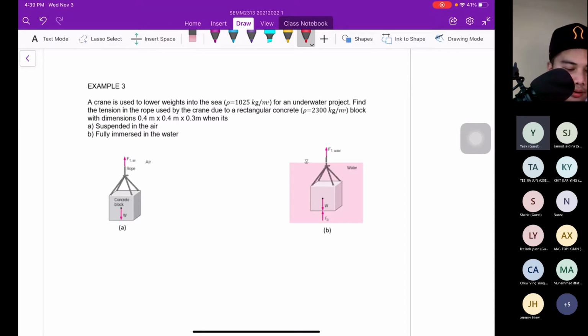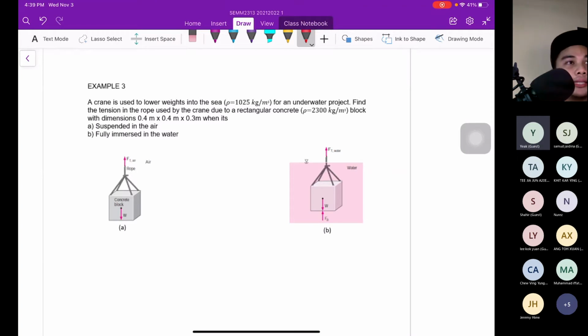All right. A crane is used to lower weight into the sea. This is the weight, the concrete block with the density 1025 for an underwater project. Find the tension in the rope used by the crane due to a rectangular concrete block with the dimension 0.4, 0.4, 0.3 meter when it is suspended in the air.